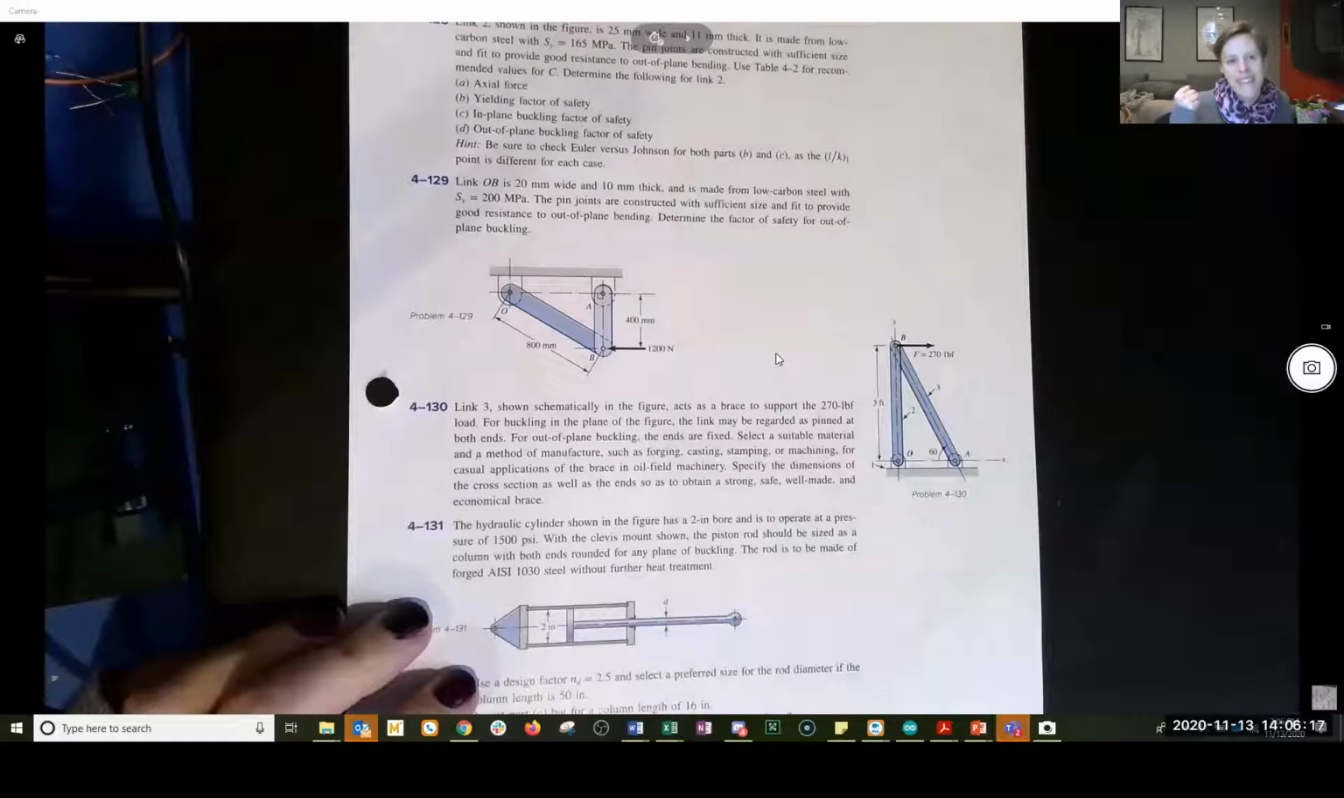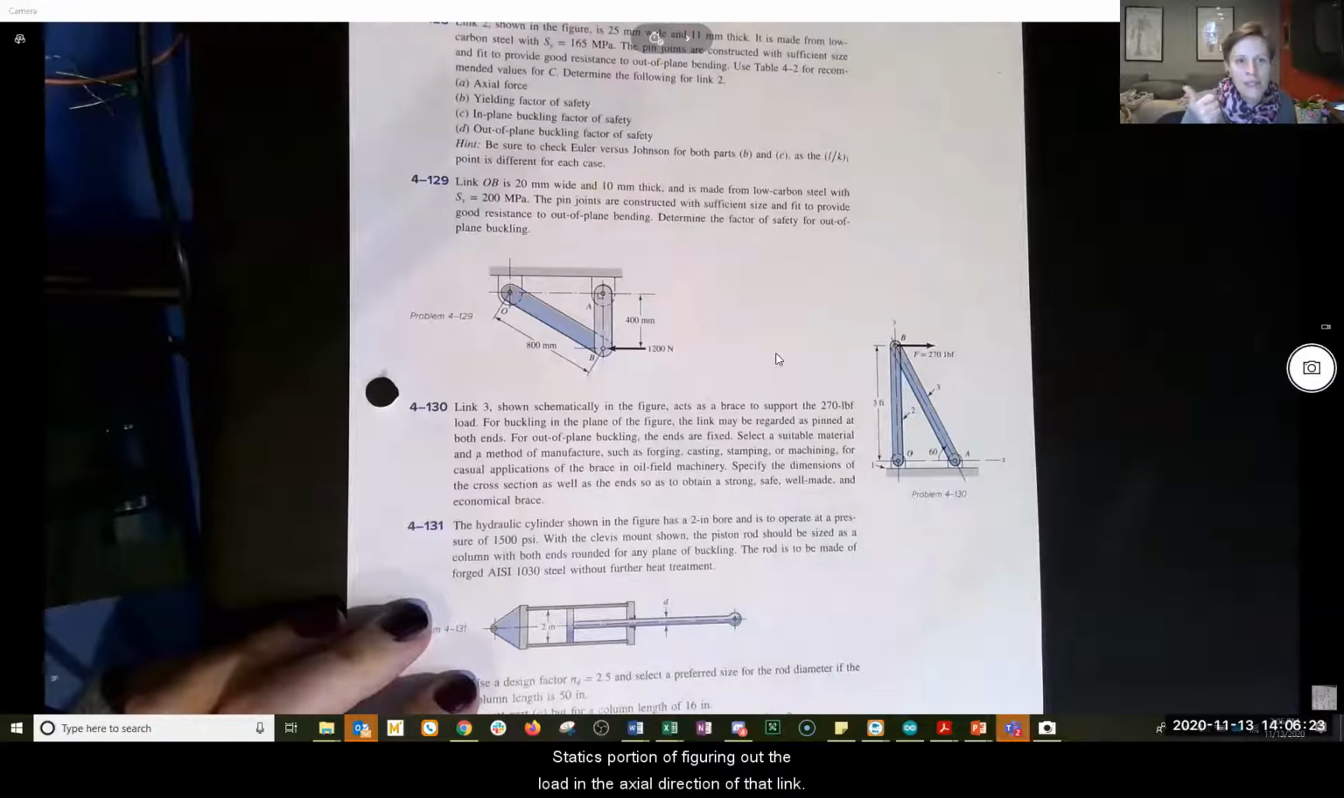Yes. Excellent. The statics portion of figuring out the load in the axial direction of that link. Okay, so we're going to do our statics to figure out what the load is.